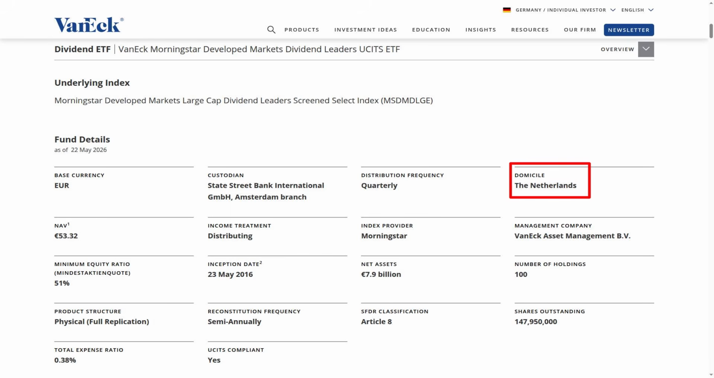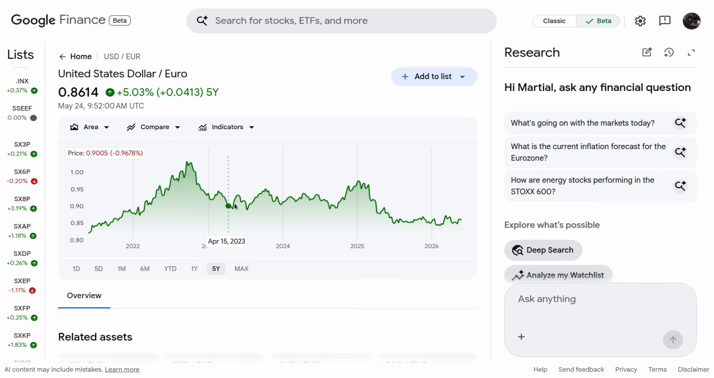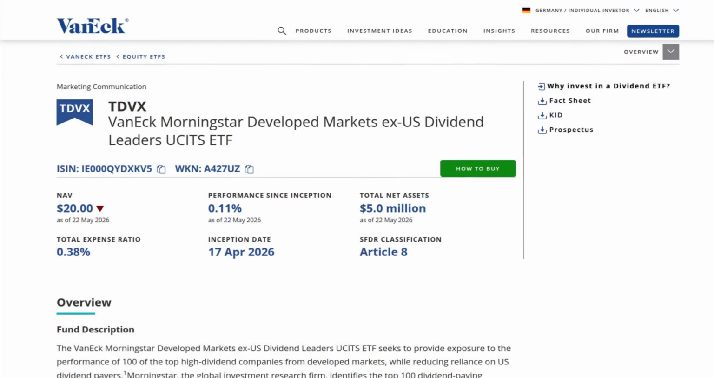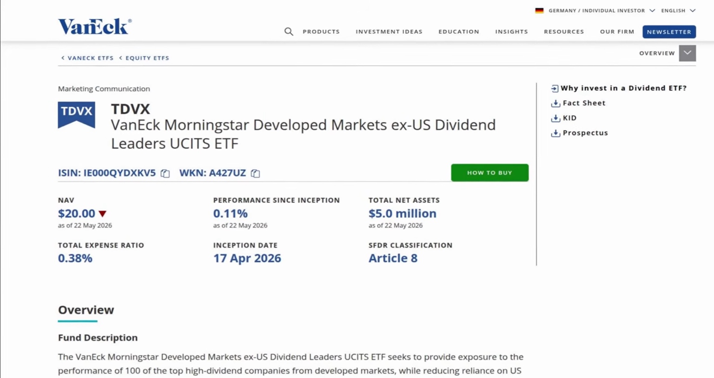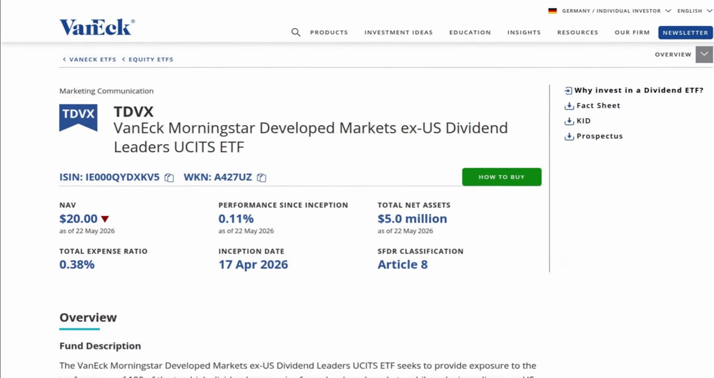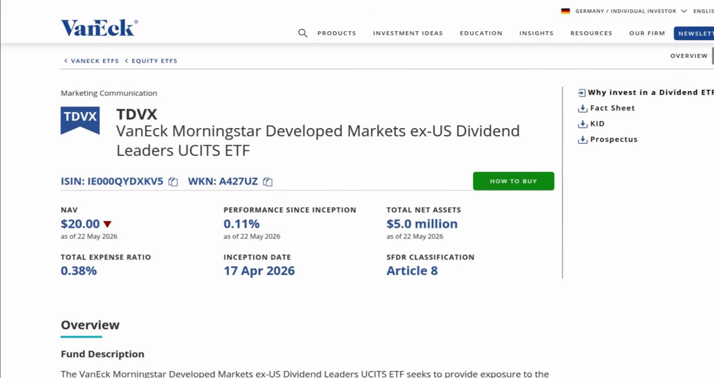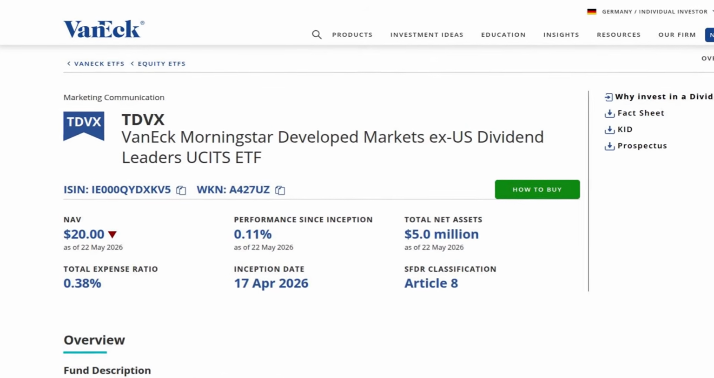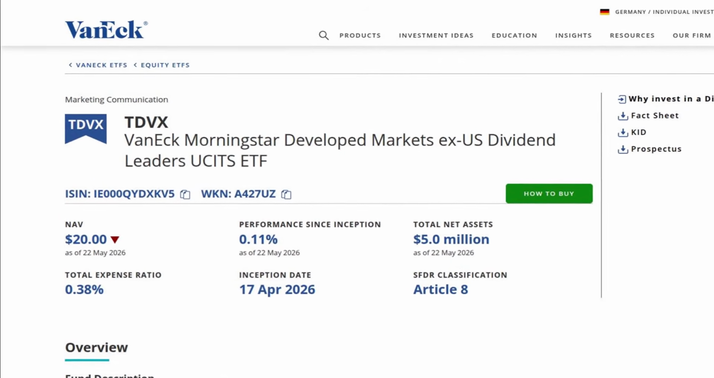Its domicile is in the Netherlands, which can create a tax disadvantage for many European investors. On top of that, more and more European investors are actively looking for U.S.-free funds to reduce their U.S. dollar exposure. But here's the good news. VanEck has recently launched a new Dividend Leaders ETF that directly addresses these issues. Today, we're looking at the brand new VanEck Morningstar Developed Markets ex-US Dividend Leaders ETF.